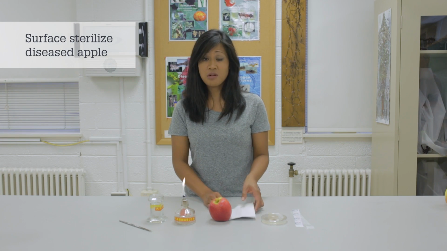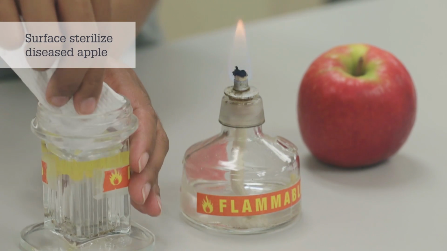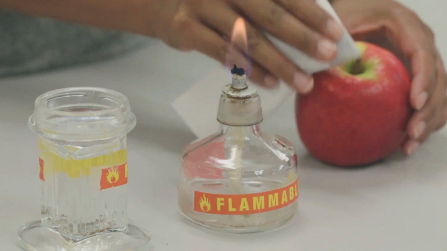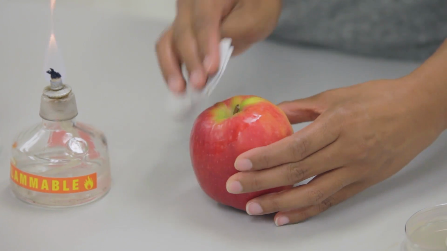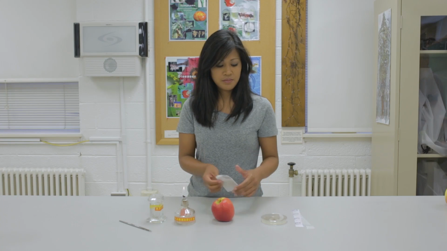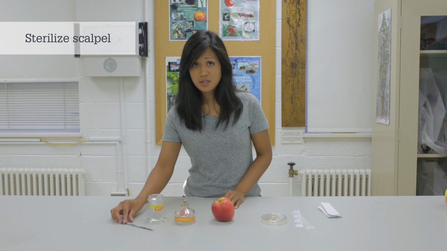We are going to inoculate the apple by making several small wounds and then putting plugs of the hyphae into those wounds. By wounding the apple, we are creating favorable locations for infection to take place. Begin by surface sterilizing the apple with alcohol. Then sterilize the scalpel.